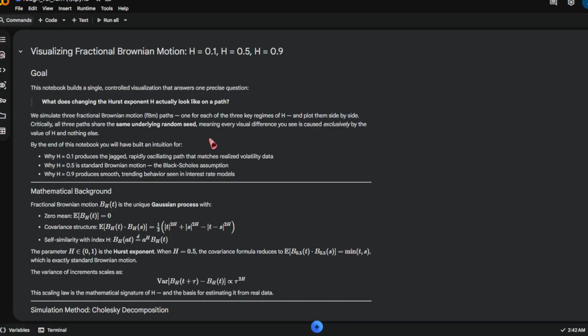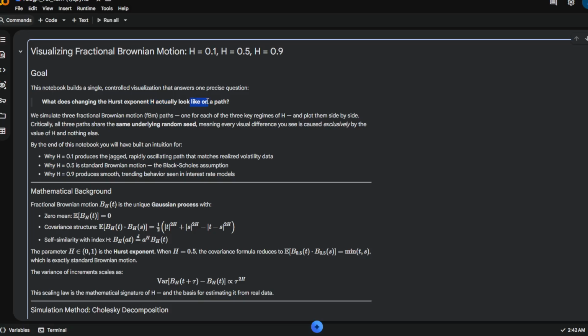This is a small simple notebook to try and build a single control visualization that answers what changing the Hurst exponent actually looks like on a path. So what we're going to do is simulate 3 fractional Brownian motion paths, one for each of H equal 0.1, 0.5, and 0.9, and plot them side by side. And then crucially, all these 3 paths share the same underlying random seed, because we will generate random numbers, meaning every visual difference is caused exclusively by the value of H, not the data itself.